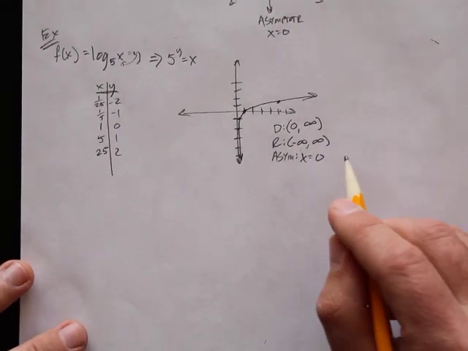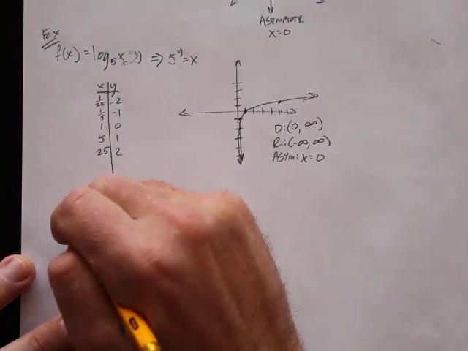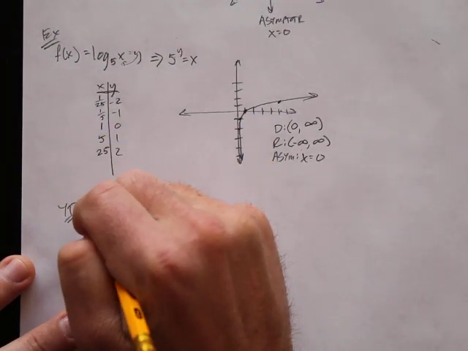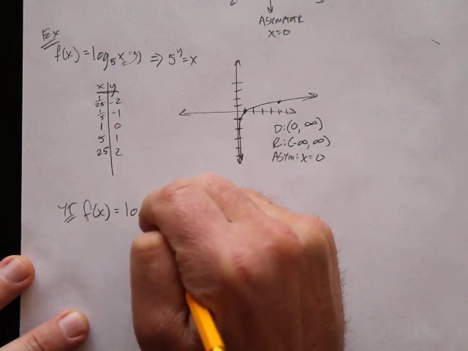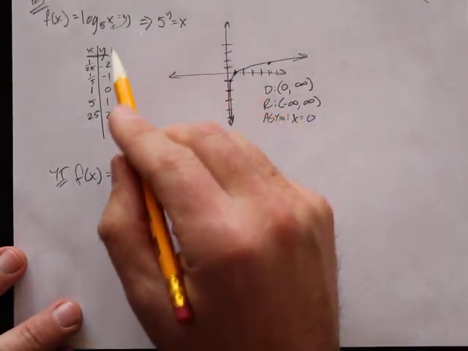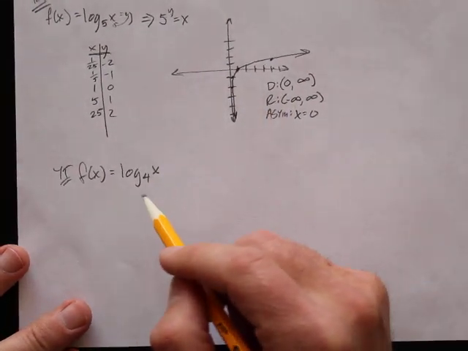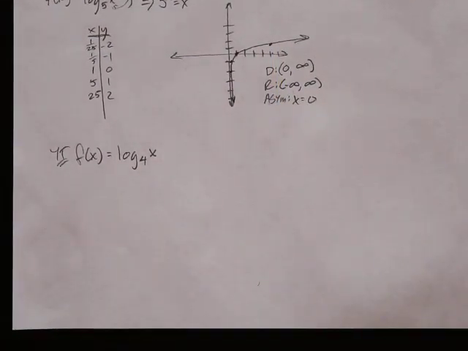Okay, let's do a u-try. f of x equals log base 4 of x. All right, so just follow what we just did here and graph this thing. All right, go.